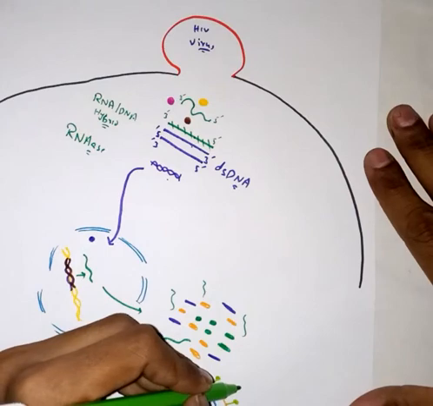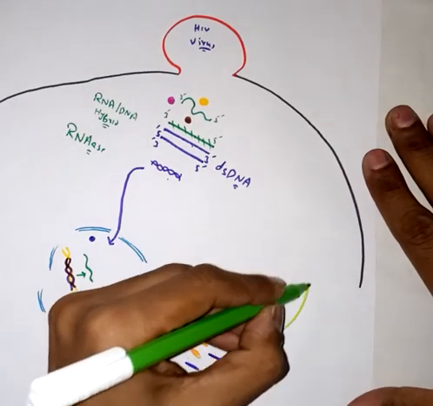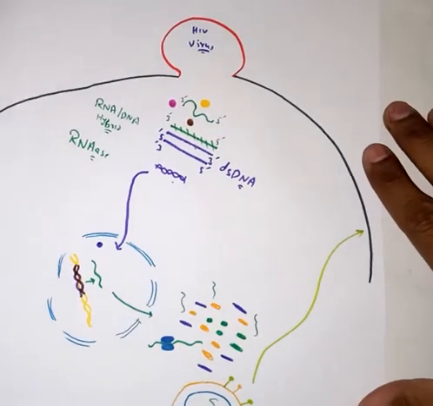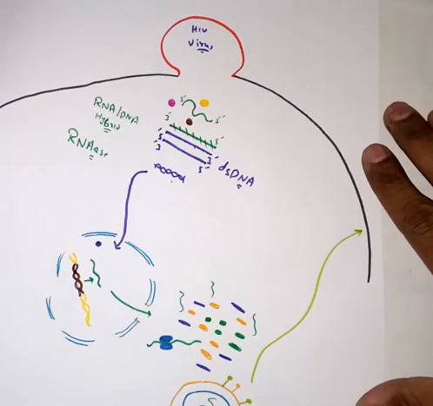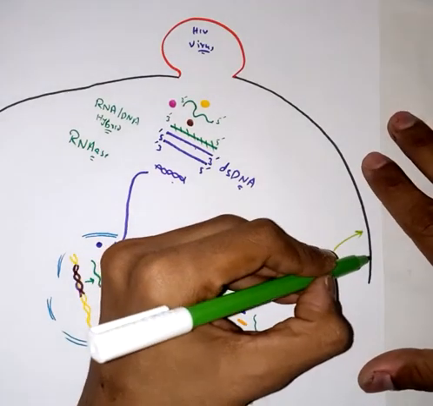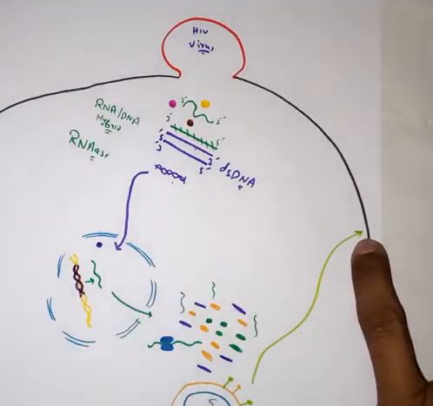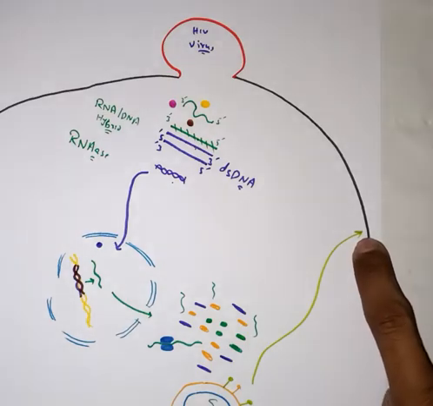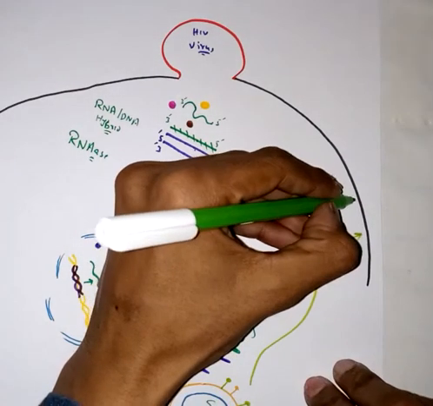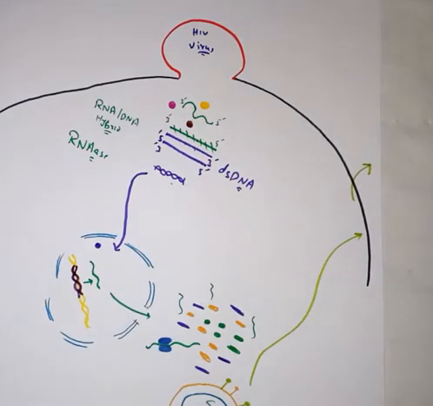Now this virus will attach with this host cell, and through the process of exocytosis it will come out of the cell. It will come out of the cell. Clear?